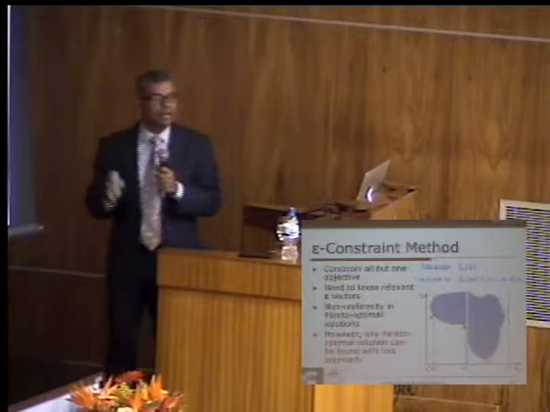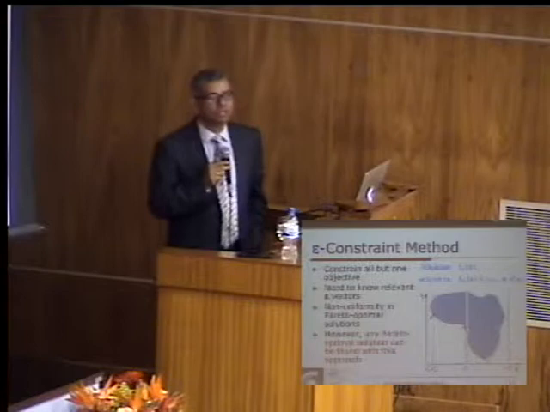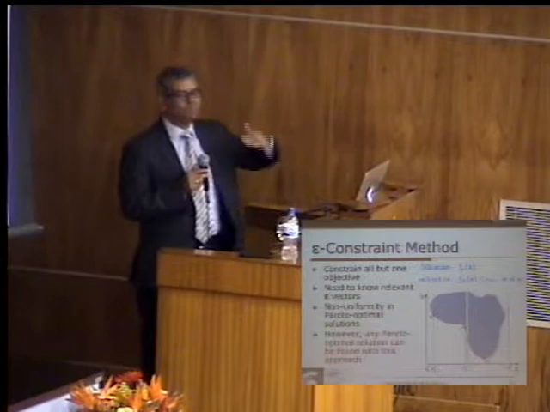And now when I minimize F2, I can generate a point like C, which was not possible to obtain by the weighted sum method. So just by changing epsilon 1, going between the lower and the upper bound on F1, I can actually generate all these different points. I could do the same thing on F2 as well. So this is called the epsilon constraint method.